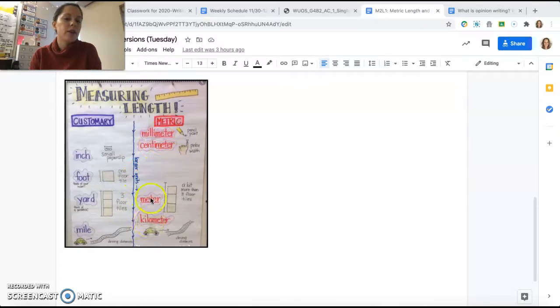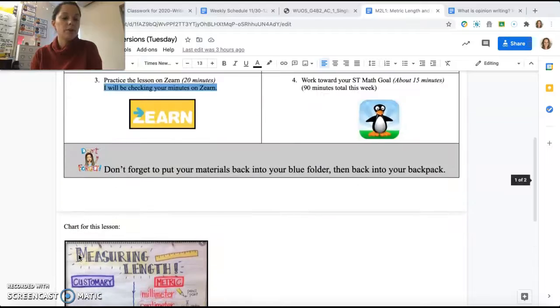So if we're converting between kilometers and meters, then meter would be the smaller unit. If we're converting between meters and centimeters, centimeter would be the smaller unit.